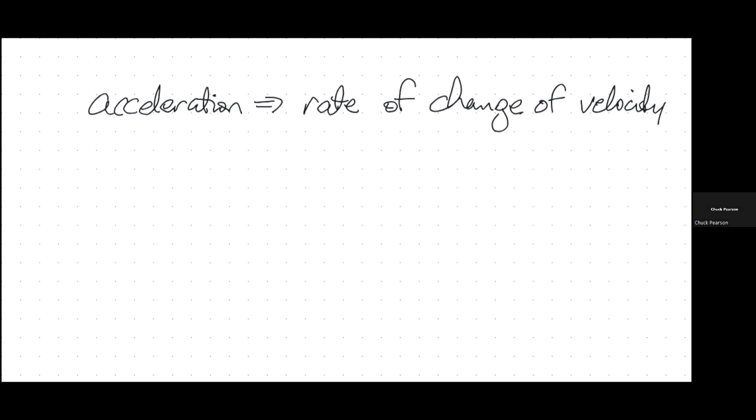Now, in algebra-based physics, we don't usually talk about an average acceleration. We just simply say delta v over delta t, and we're done with it. And we don't typically say average acceleration because most of what we do in algebra-based physics is deal with constant acceleration kinematics. Problems where the acceleration over a period of time is constant.